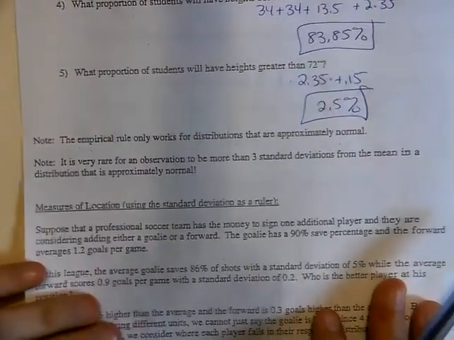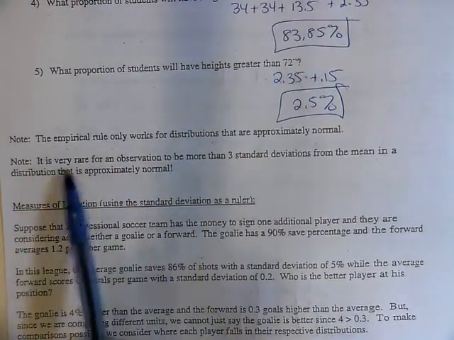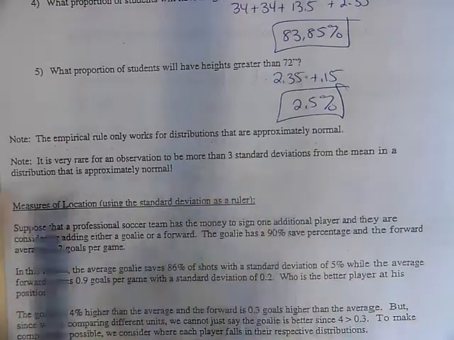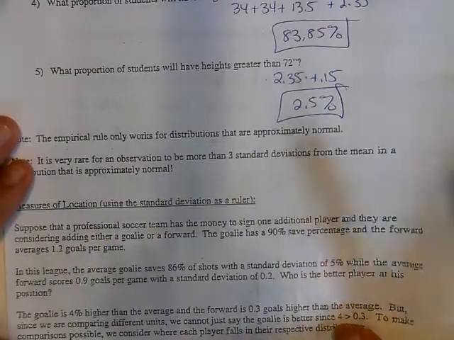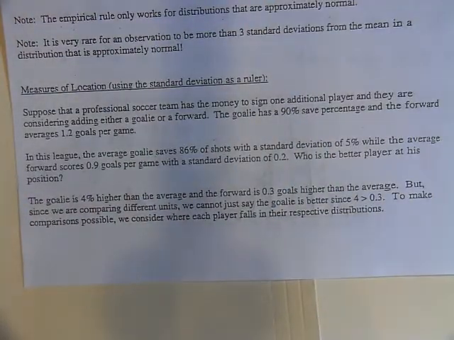So just a few things. The empirical rule only works for distributions that are normal. It's very rare for an observation to be more than 3 standard deviations from the mean in a distribution that's already normal. So the other way you can use the normal distribution is with measures of location.